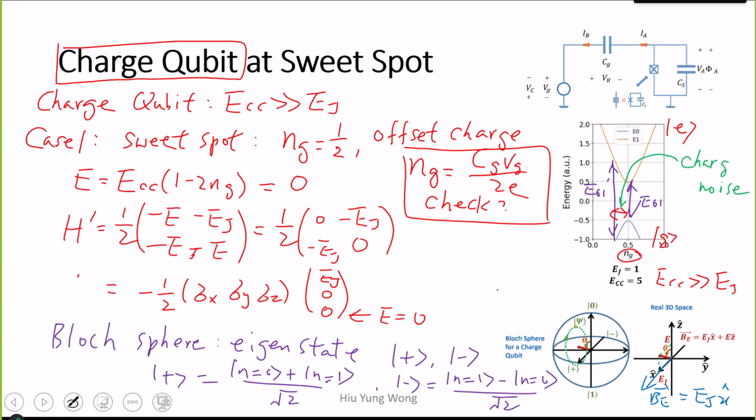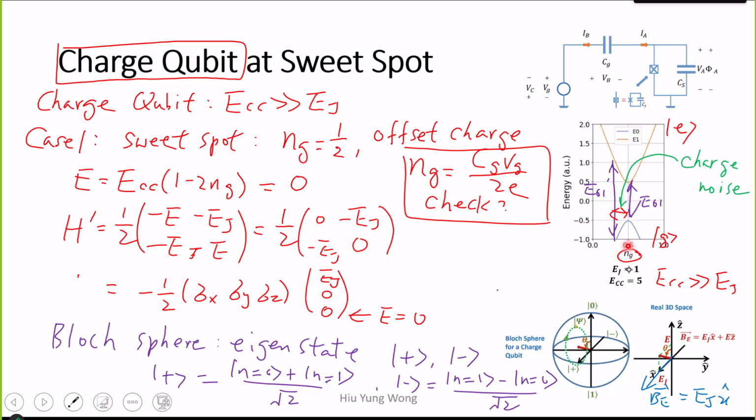This is a very important concept. Do you understand what I'm talking about for charge noise? What is the meaning of charge noise? No? So, look at this figure. The ground state energy changes as a function of Ng. Is this okay? This is the ground state. This is the excited state. If I have 0.5, the energy difference between the excited state and ground state, E01, is this much.